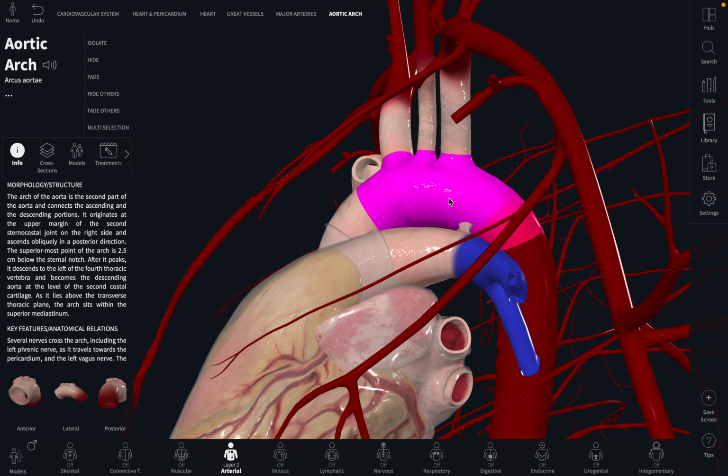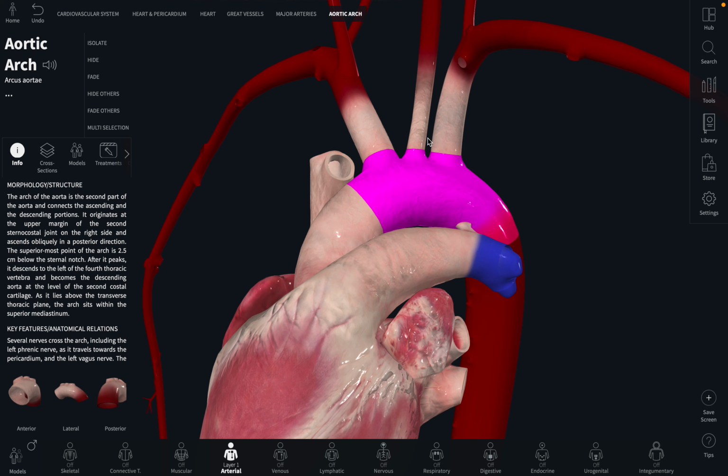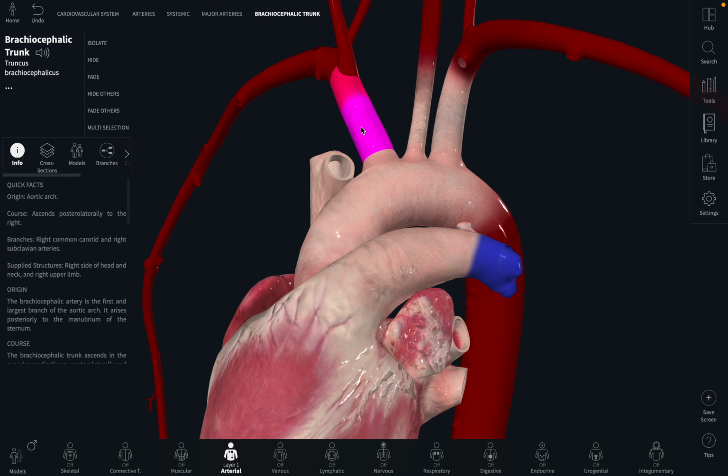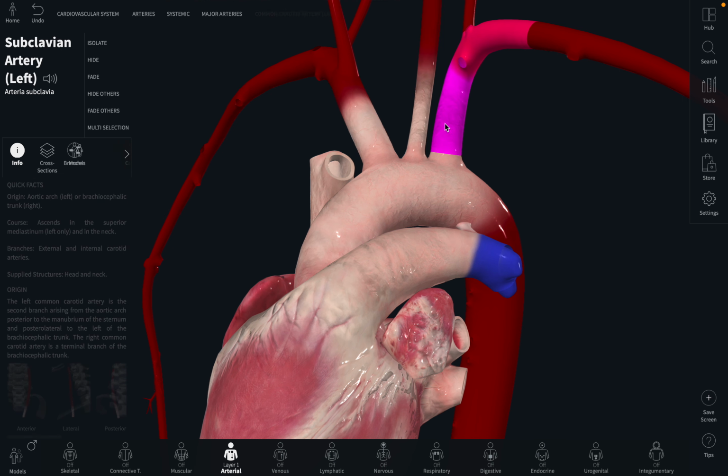So this aorta basically has three vessels coming out from it. This is the big brachiocephalic trunk. This is the left common carotid artery, and this is the left subclavian.